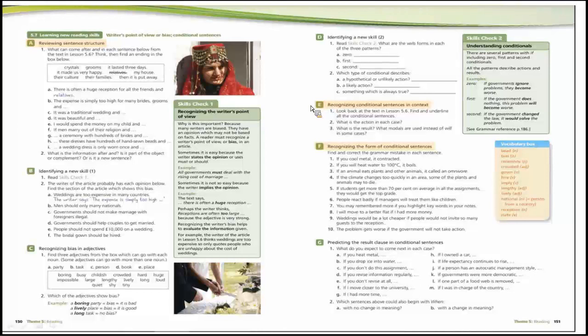Okay, so this is called conditional three, and conditional three is about impossibilities, simply because we're talking about the past, and there is no way we can retrieve the past. There is no control Z in life. Okay?